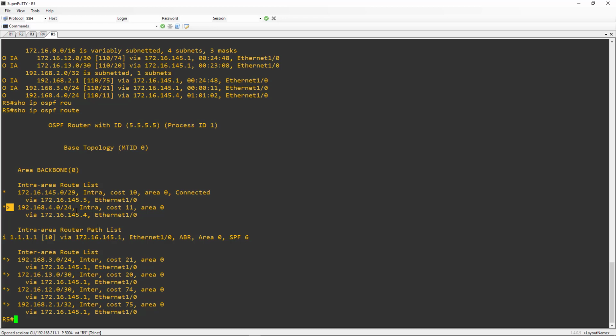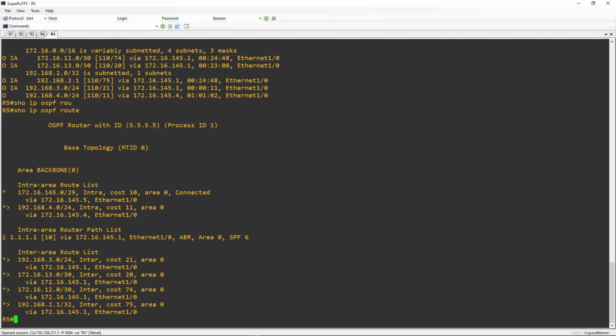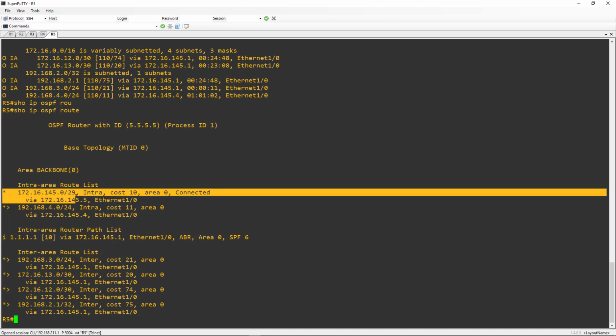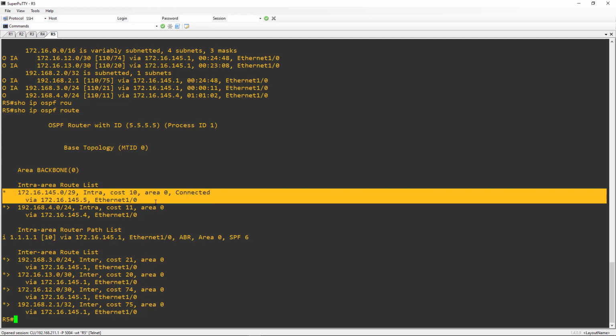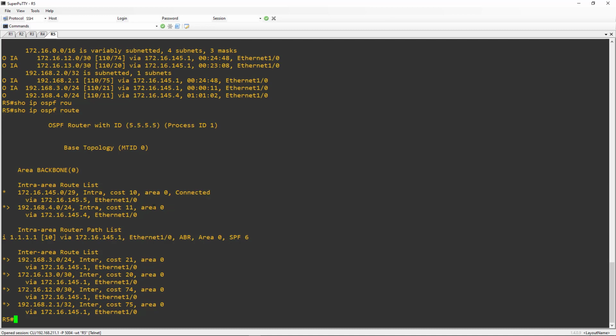Here's the area border router. This is the cost to reach the ABR. As I was mentioning, this is the interface I use to get there. This is the exit interface. This is the area that it's attached to. This is how many times the SPF algorithm has been calculated. And then these are all the inter-area routes that show up, right? So basically, these are all the routes that this ABR is presenting to the area.